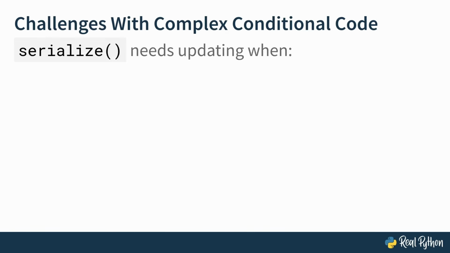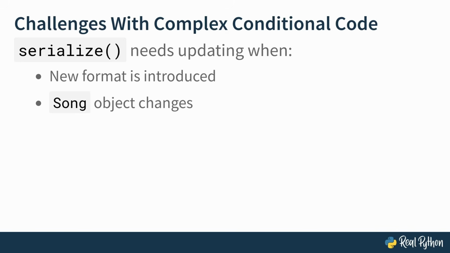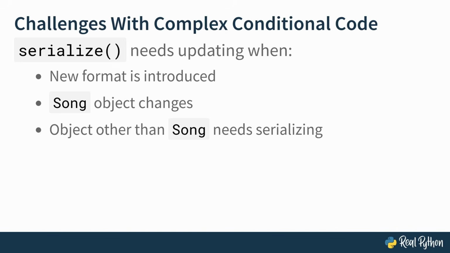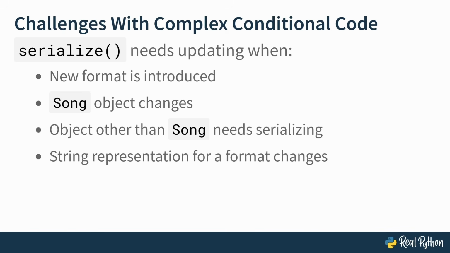So the serialize function needs updating when a new format is introduced, or when the song object changes. Also, when an object other than a song needs serializing. For example, you will see a book later on in the course. And when the string representation for a format changes. So it looks like there is plenty of opportunity for improvement.